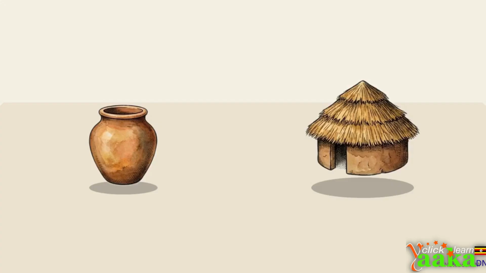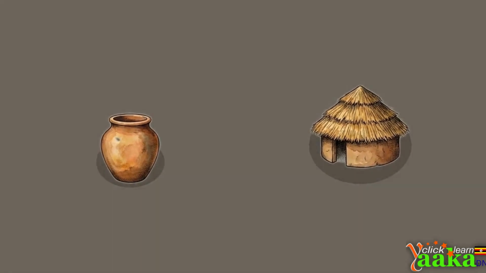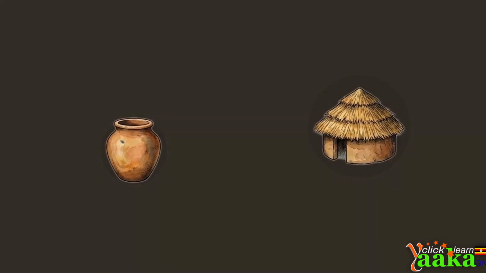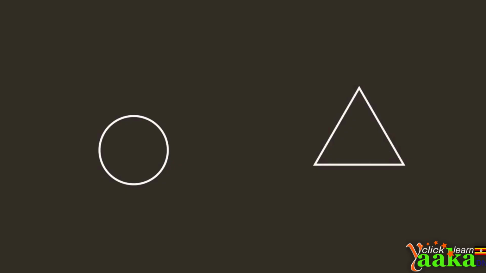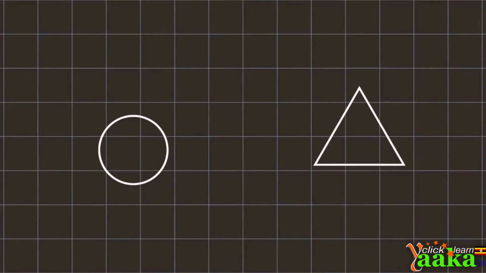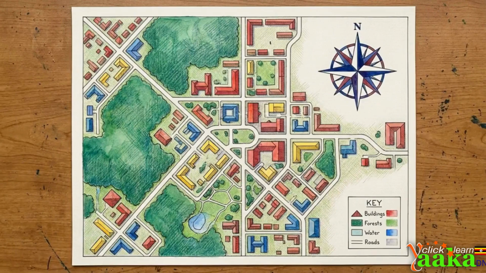But to really understand the layout of an entire area, we have to change how we look at it. We need to imagine looking straight down from high above. Notice how a clay pot becomes a simple circle, and a thatched hut turns into a flat triangle. Fixing these top-down outlines on a page creates a map, simplifying objects to show their basic shape and the space between them.